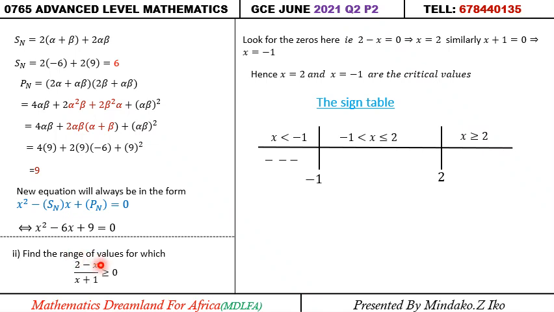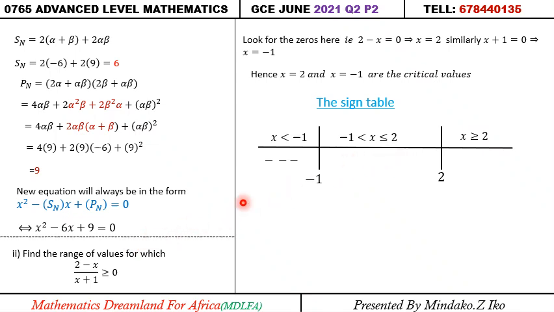If I put 0 here, 2 minus 0 is 2, and 2 is positive. And then I put 0 here, 0 plus 1 is 1, and 1 is positive. Therefore, positive divided by positive is positive. So it means all this region here will be positive.